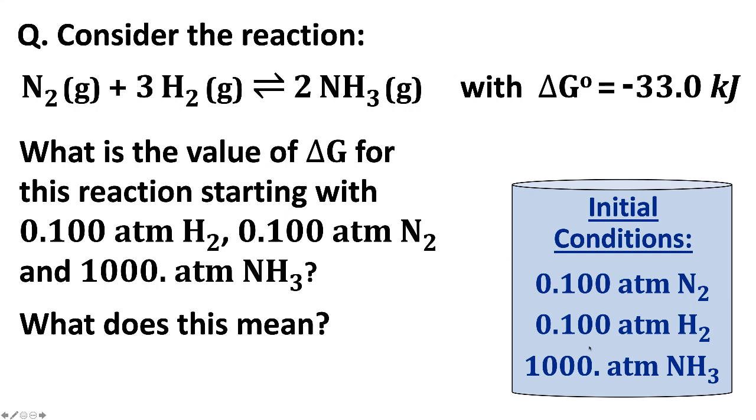Now, if you look at this before calculating and just think a little bit, you'll notice that 1,000 atmospheres of NH3, that's a lot of the right-hand side substance, the product, and 0.1 atmospheres of N2 and H2, that's not very much of the quote-unquote reactants or the left-hand side of the equation substances. So it's not necessarily obvious that the reaction under these starting conditions will be spontaneous, and let's find out.